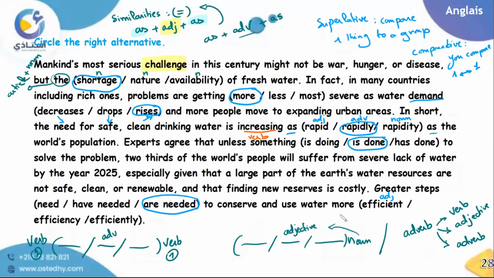But here, what we're saying is that we need to use, let me just underline it, we need to use water. How? If you're asking about the how, the manner, it means that we need an adverb. So we need a word that modifies or describes or adds an intensity.